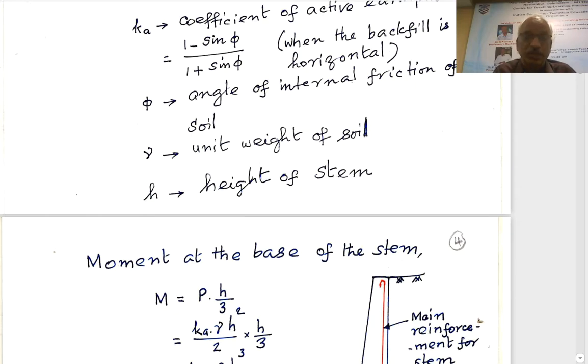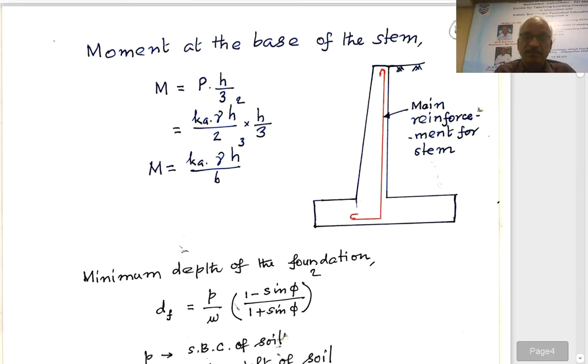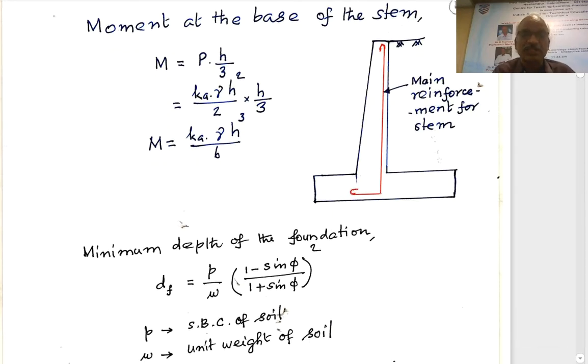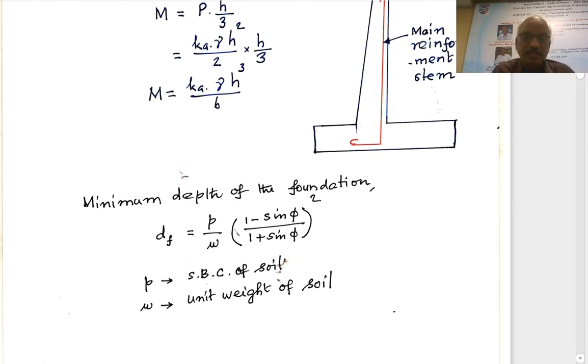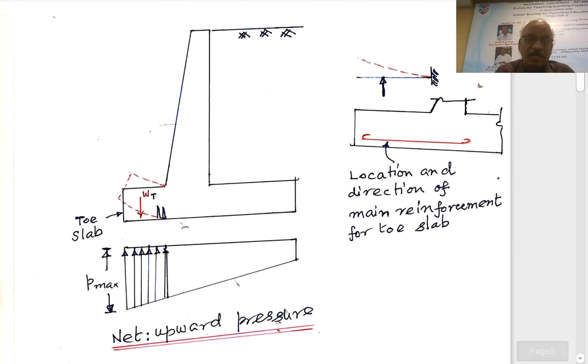We are going to discuss a numerical example now. This again we have discussed in the last lecture: the location and the direction of the main reinforcement for the stem. Right. Then this is about the toe slab. We know the toe slab will behave as a cantilever fixed with the stem, and the left-hand end is free. It is subjected to net upward pressure.